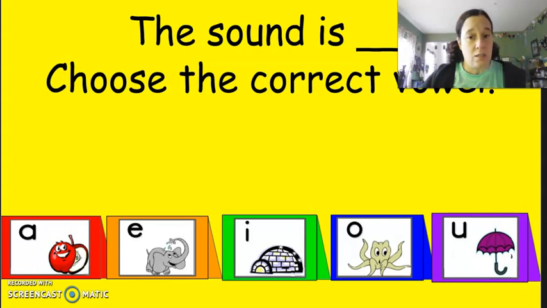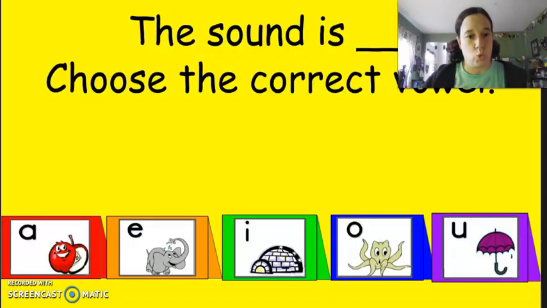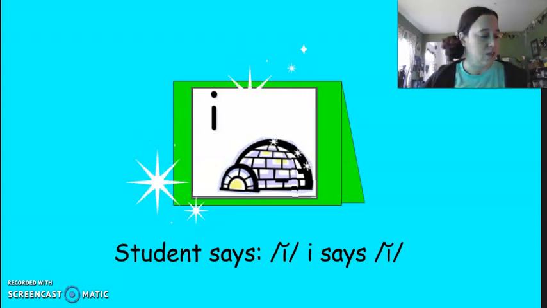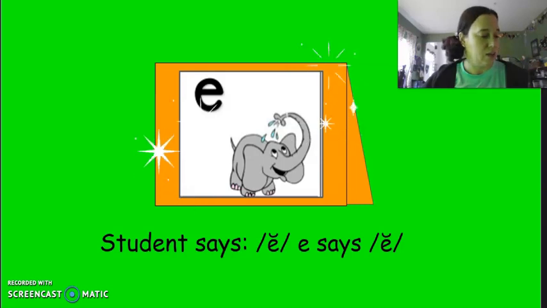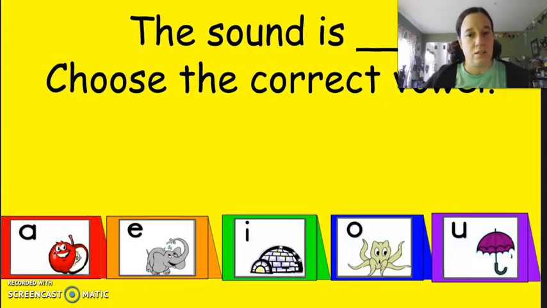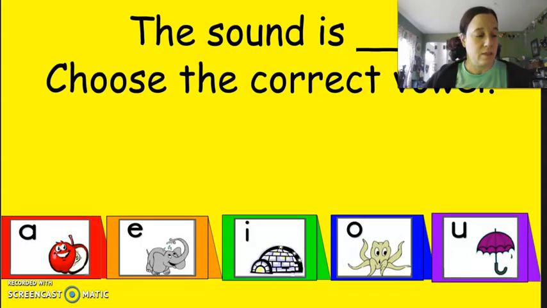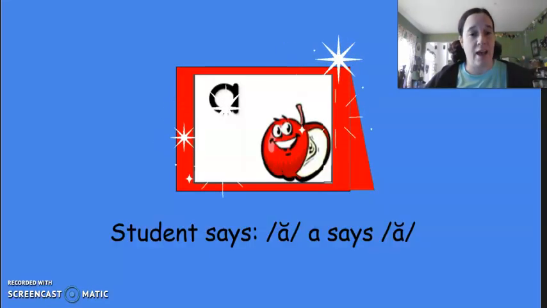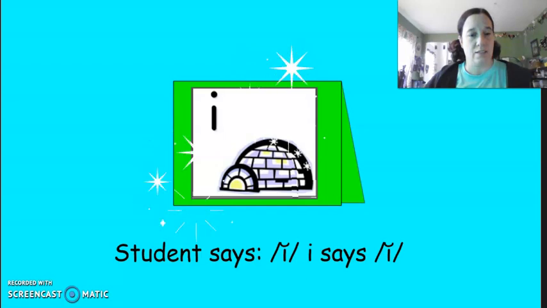The sound is ah. O says ah. The sound is i. I says i. The sound is eh. E says eh. The sound is uh. U says uh. The sound is ah. A says ah. The sound is i. I says i. Good job.